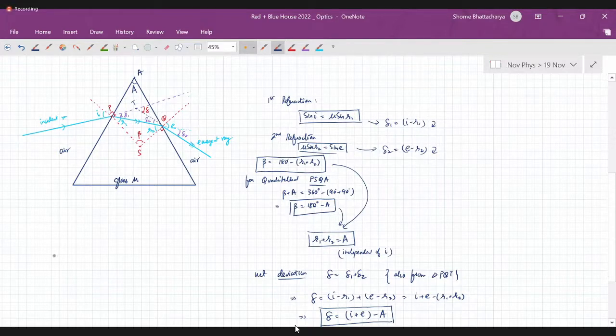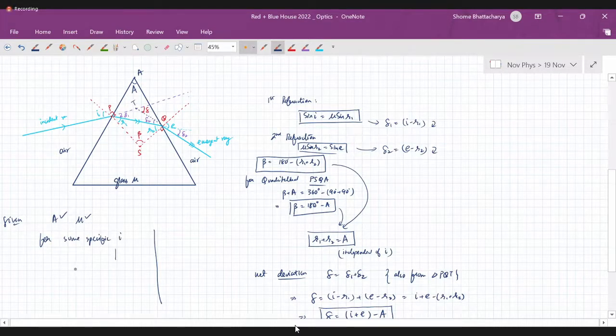So this is the process of finding. The idea is that given we know the angle of the prism and the refractive index of the glass, for some specific angle of incidence, first use the relation sine I is equal to mu sine R1. From this we'll find R1.